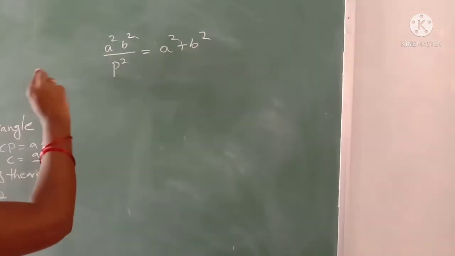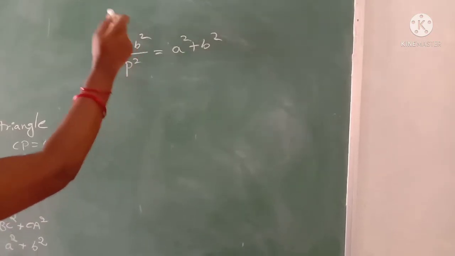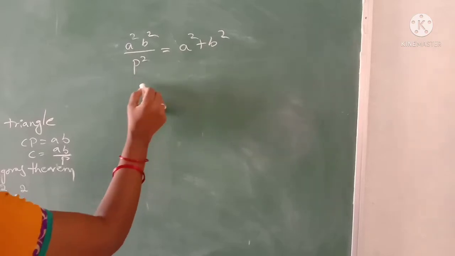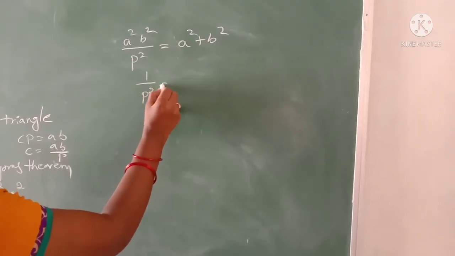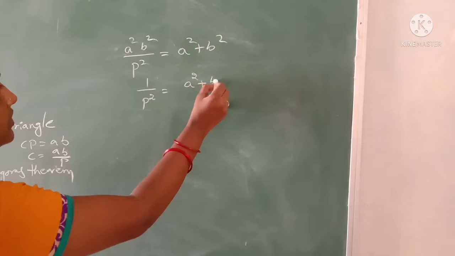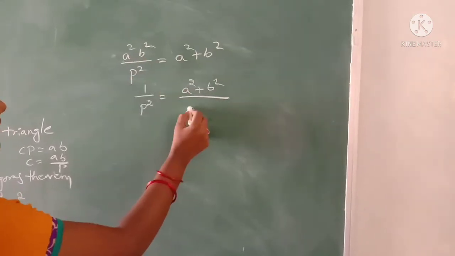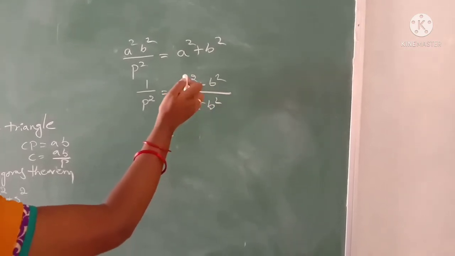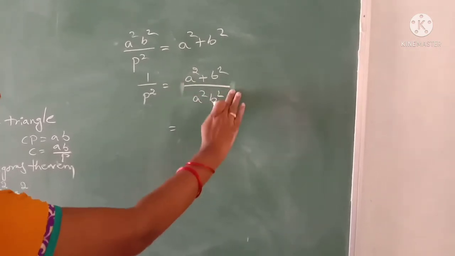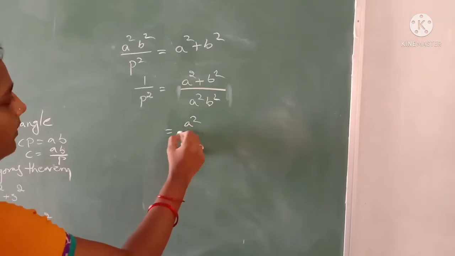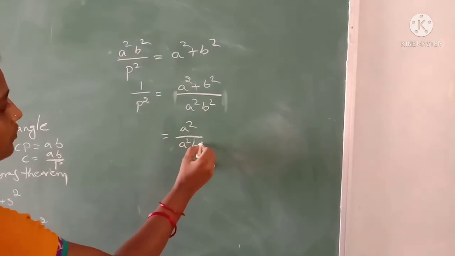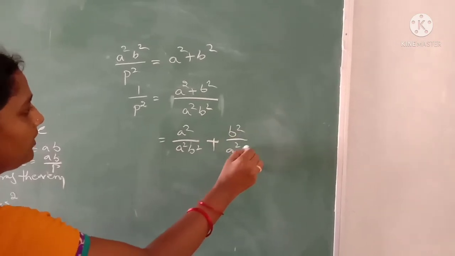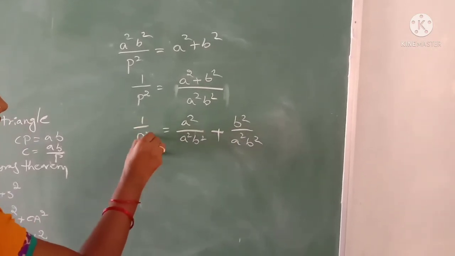Cross multiply. So A square B square is the numerator; you move it to the right side as the denominator. So 1 by P square equals A square plus B square by A square B square. So we substitute the values: A square by A square B square plus B square by A square B square equals 1 by P square.